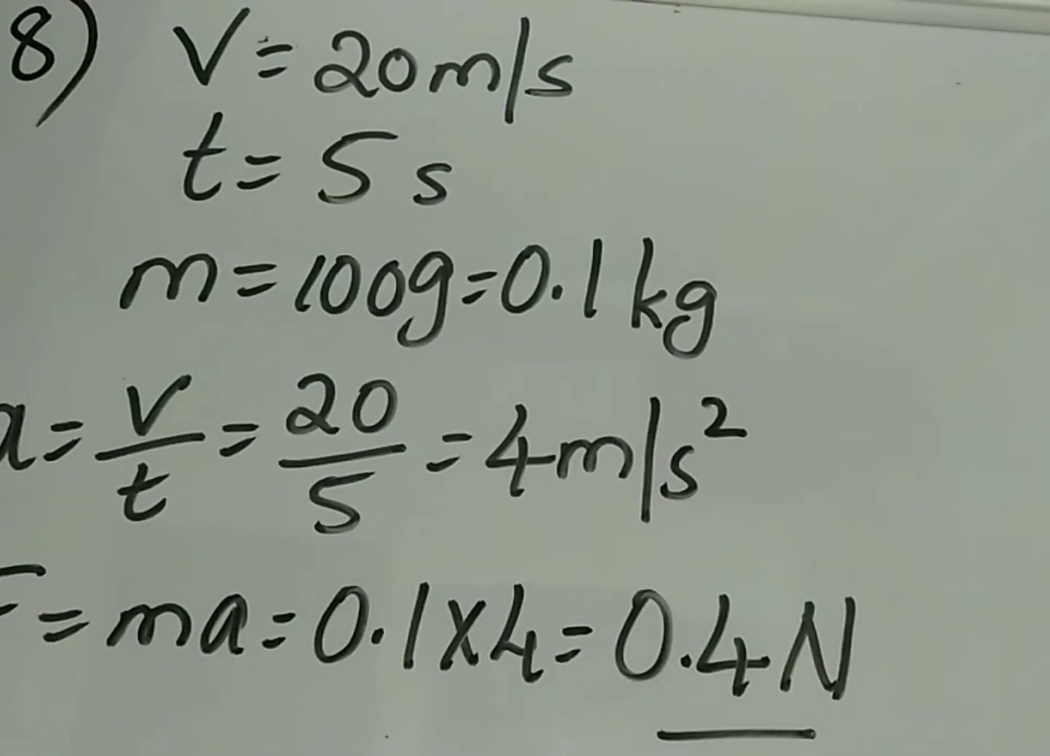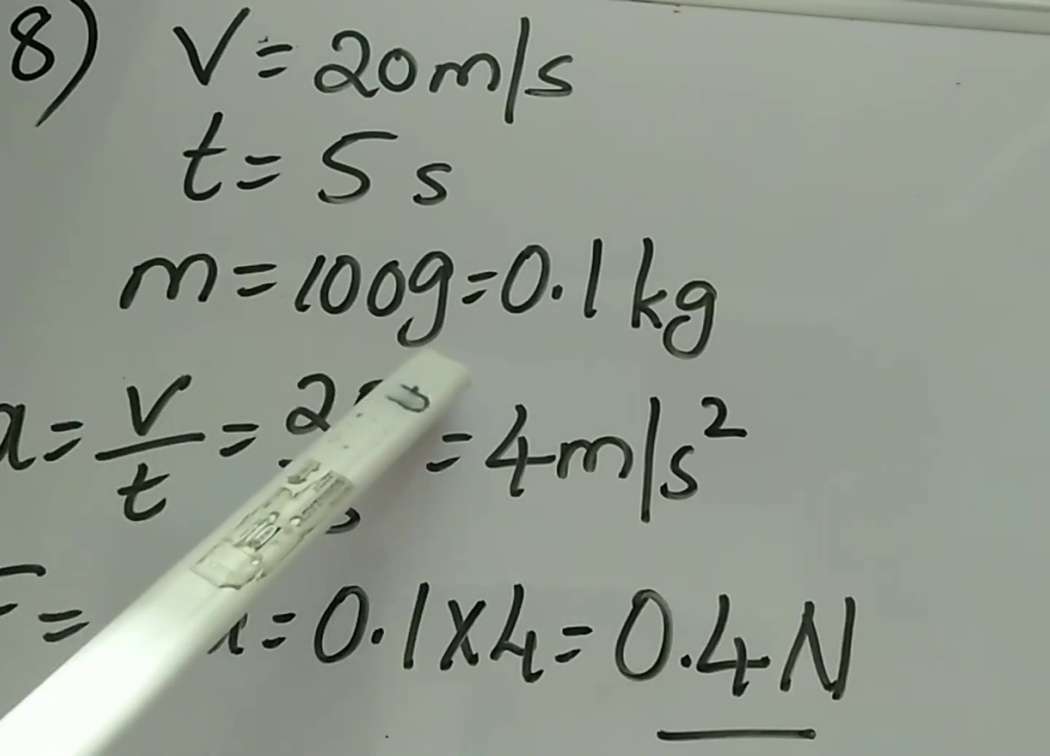Next, question number 8. In that you can see a graph, figure number 3.11, velocity time graph of a body. And it is a slope. So from that we can calculate the acceleration. Acceleration is velocity by time. So here the question is, the figure shows the velocity time graph of a particle of mass 100 gram. So mass is given, 100 gram.